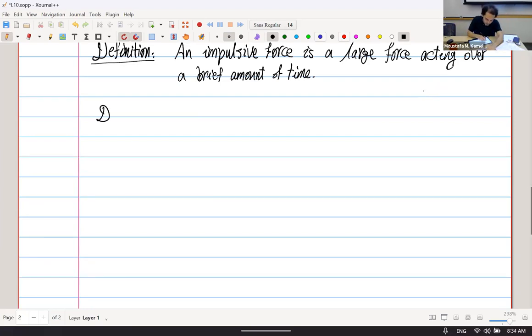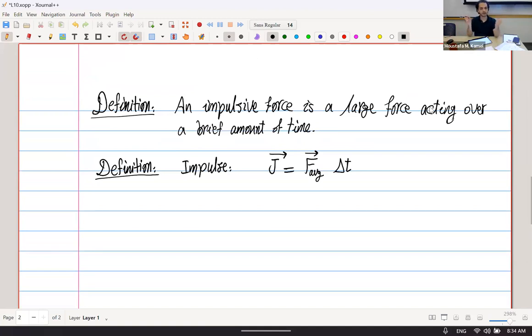So we define the impulse, and we denote it with the symbol J, as the average force multiplied by the duration, multiplied by the contact time. And the reason why we use the average force and not the actual force is two things.